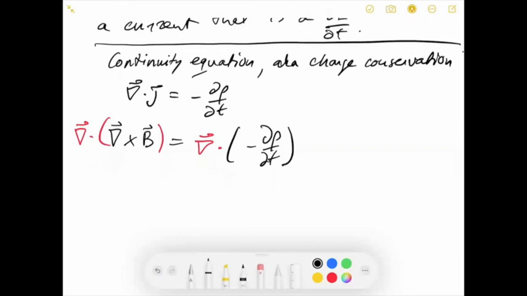Now, this is actually a vector identity. So the divergence of a curl of any field is supposed to be 0. So this is 0. Now this is minus, and we can swap the divergence and the d/dt, the divergence of J.